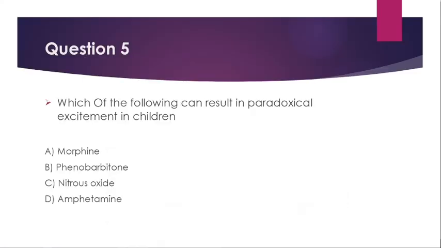Okay, coming to the next question. Which of the following can result in paradoxical excitement in children? Option A, morphine. Option B, phenobarbitone. Option C, nitrous oxide. Option D, amphetamine.